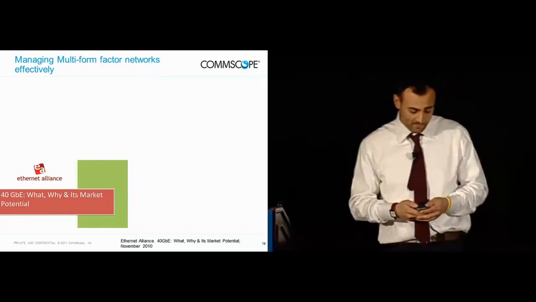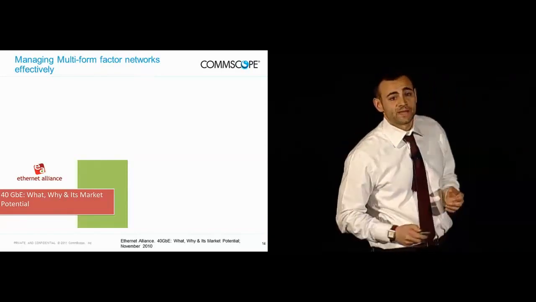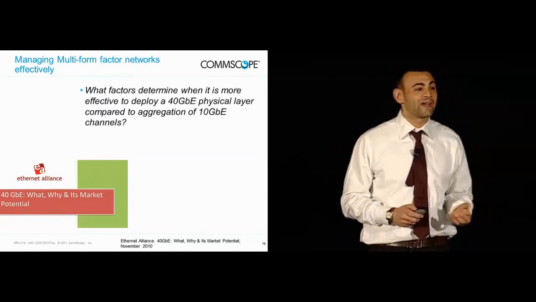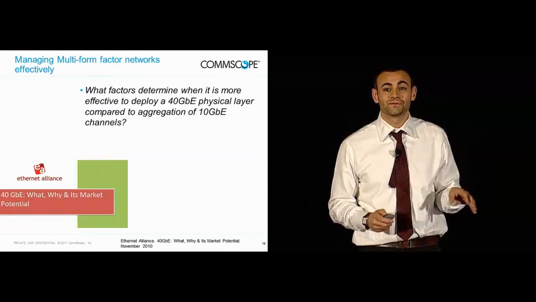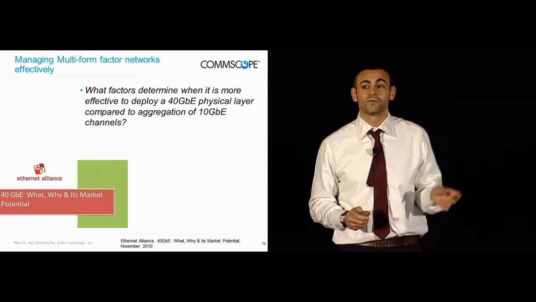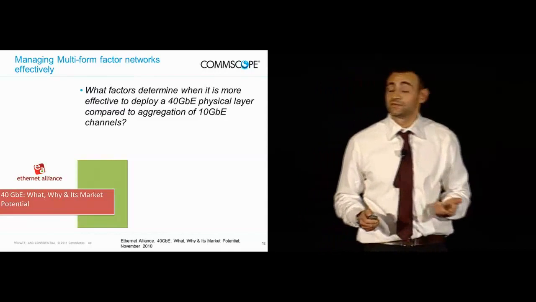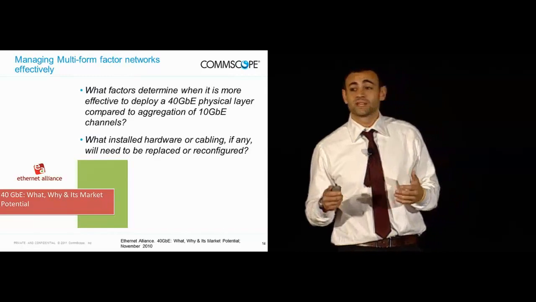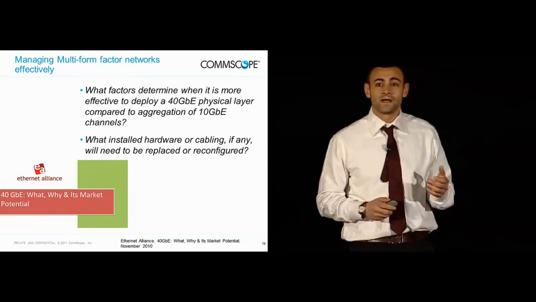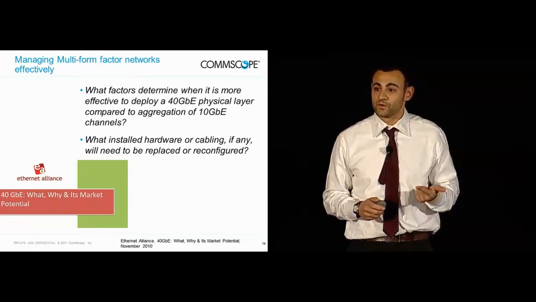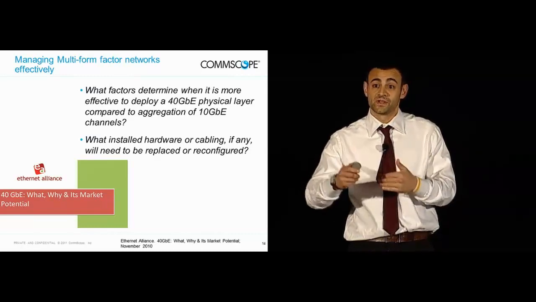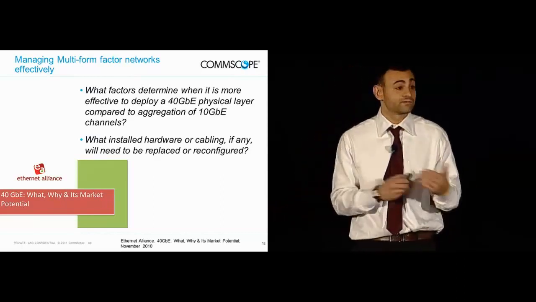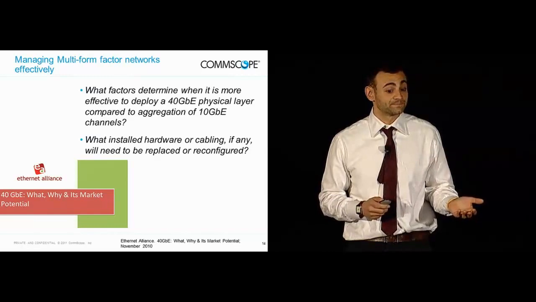So I read a white paper recently, and there were a couple of questions from this white paper. The white paper actually posed questions to the user. So what are some of the factors that you are going to use when you determine, do I use one 40 gig link or multiple 10 gig links to achieve the throughput that I need? What type of hardware needs to be installed? What type of cabling needs to be installed or reconfigured? Do I have OM3 or do I have OM4? What are the distances I'm trying to push? Do I have pre-terminated structured cabling in my environment right now? Do I have standard field-terminated cabling?